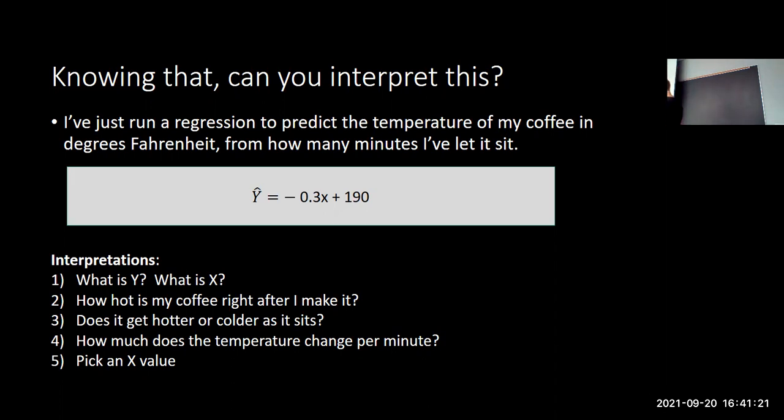I should turn that off. And last, tell me about an X value you picked, and how did that go? Who picked a reasonable X value where you ended up with a reasonable answer for Y? Sure, go ahead. I put 3 minutes, and I got my temperature for my coffee at 189.1.